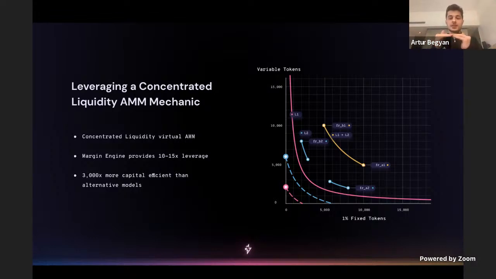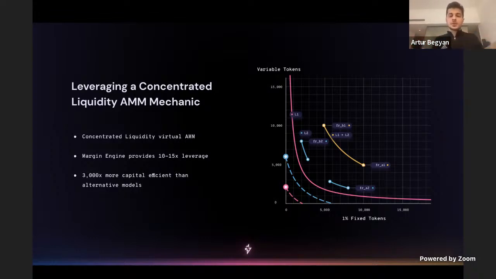the x-axis is the fixed tokens and the y-axis is the variable tokens. And the fixed tokens effectively represent fixed yield. So if you hold 101% fixed tokens in a pool which has a duration of 1 year, that means that you're entitled to get 100 times 1%, which is equal to 1 token at the maturity of the pool.